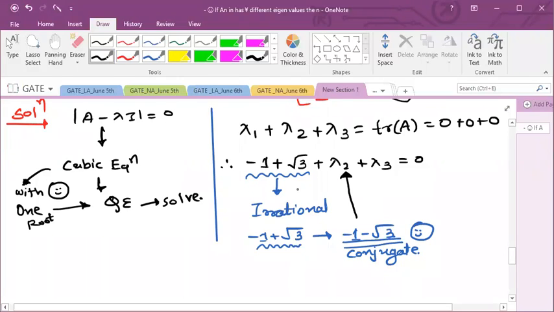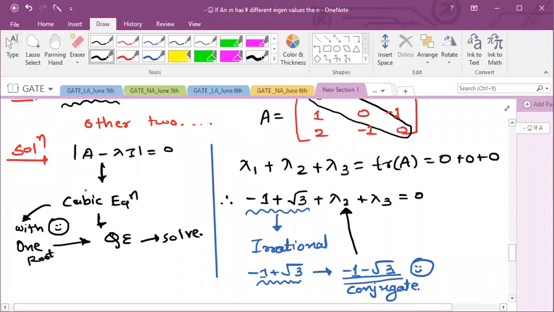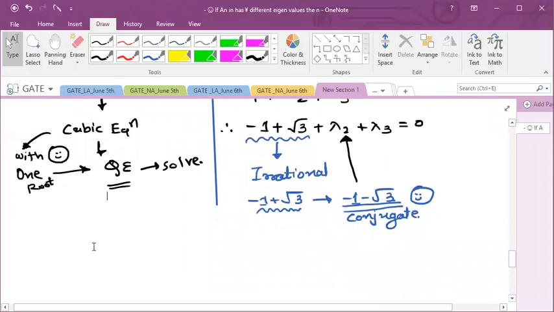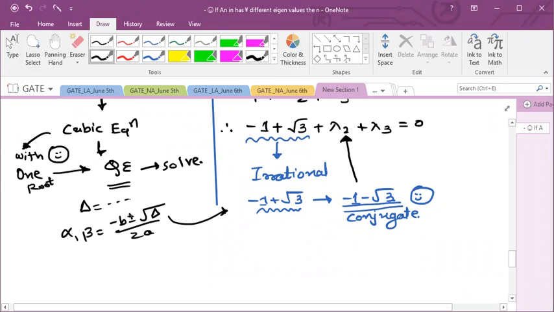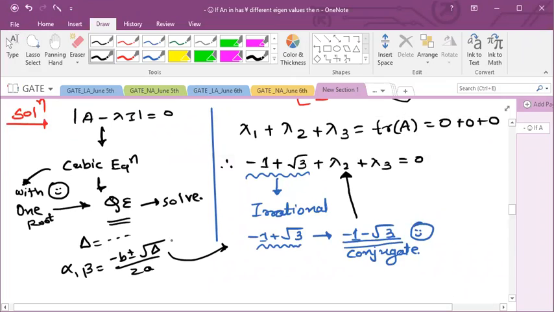Why are these irrational roots in conjugate form? You can learn that from the quadratic equation. Whenever you solve a quadratic equation, you find delta, the discriminant, and then alpha comma beta is equal to -b plus or minus under root delta by 2a. So from here you can see that if one root contains plus root delta, another root will contain minus root delta. So definitely you are going to have them in conjugate form.